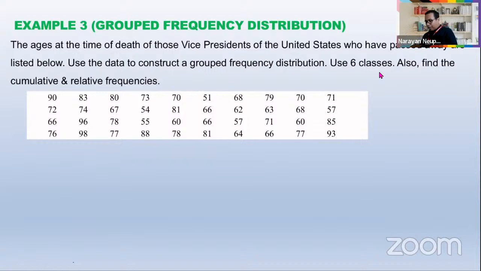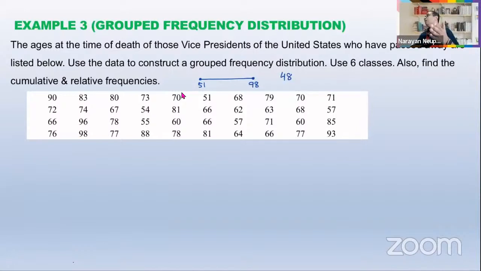If you look at the data carefully, what is the smallest data value here? 51. So the data goes from 51 up to, what is the largest? 98. So we are going from 51 up to 98. What is the difference there? 47. But if we count 51 and 98, it is 48. So there are a total of 48 values included.